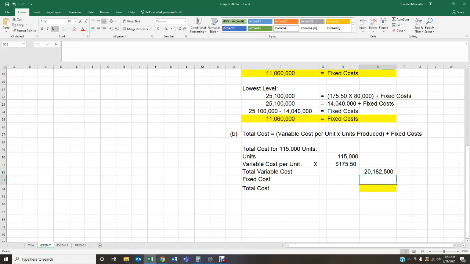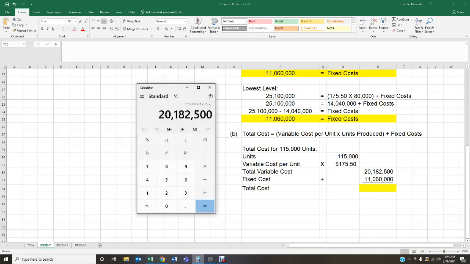Okay. Then I am going to add my fixed cost. My fixed cost is 11,060,000. Okay, so now I can get my total cost for those 115,000 units. So it'll be 20,182,500 plus 11,060,000. So my total is 31,242,500.